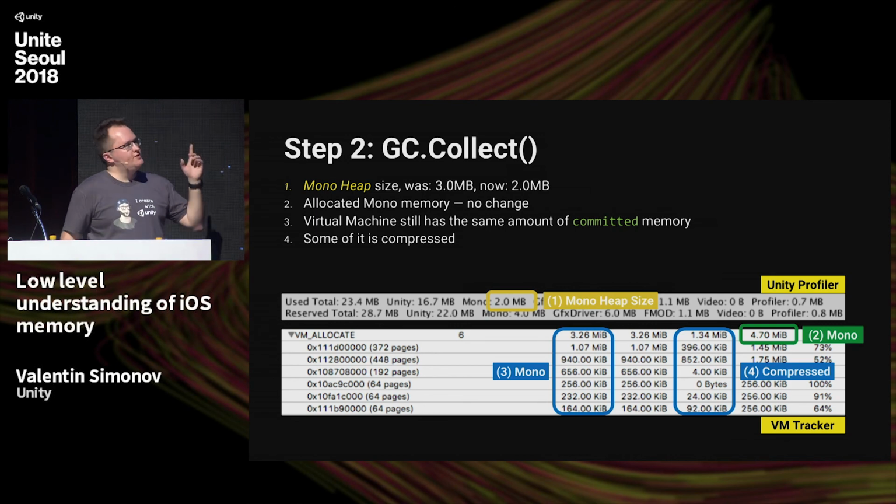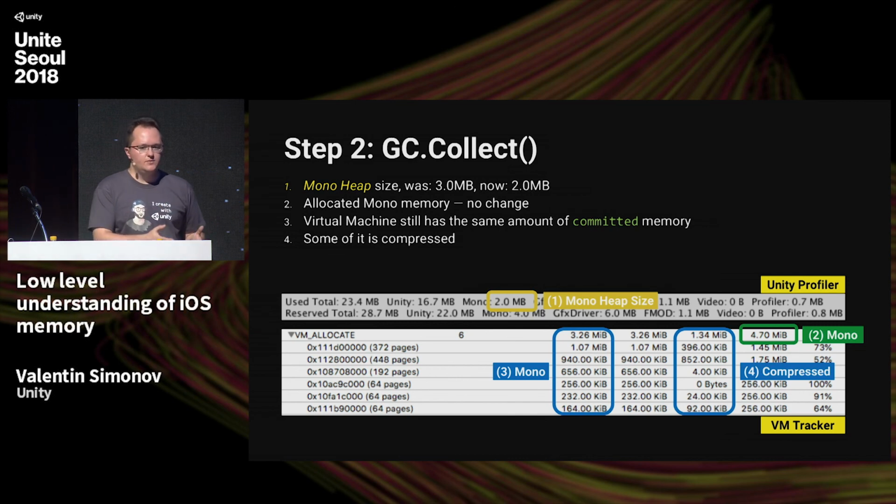But notice that some memory pages from monoheap are now compressed, because iOS aggressively tries to compress all the things to free memory. So this kind of means that though we ran garbage collection and freed some monoheap space, the actual physical memory which is taken by the monoheap has not changed. And iOS actually cares about physical memory, or in this case, dirty memory.